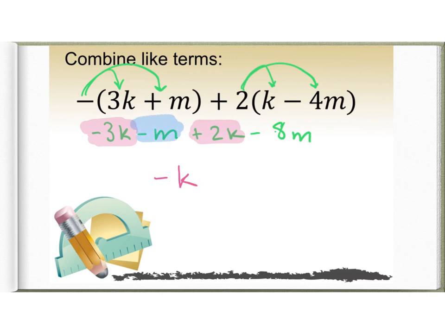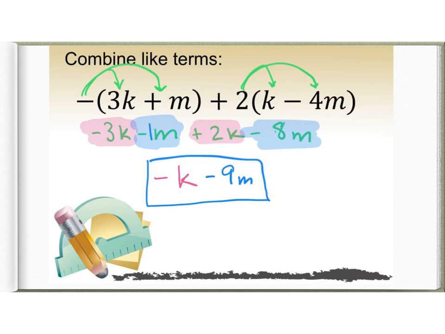Next we have negative m. Can we combine negative m with anything? Negative 8m. What do we get when we combine negative m minus 8m? Negative 9m. Awesome. So this is just negative 1 minus 8, so that would give us negative 9m. So our answer is negative k minus 9m. Any questions from this one?